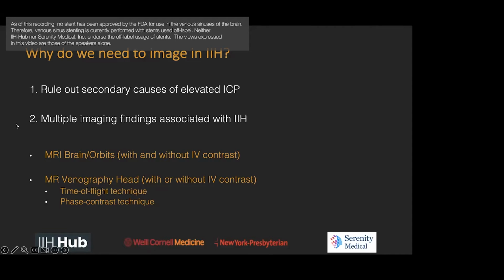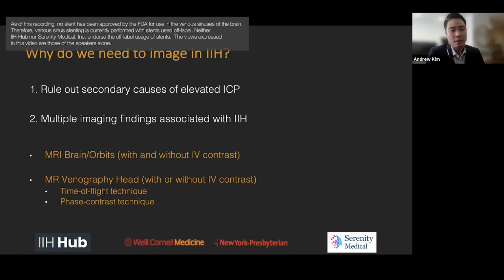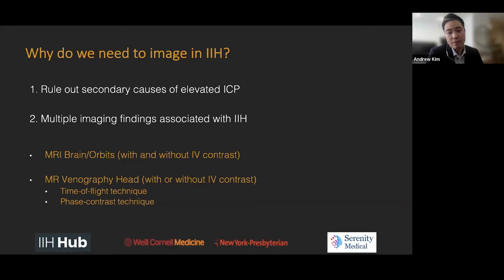Okay. And the second reason for imaging is that there are multiple imaging findings associated with IIH that can really help suggest that diagnosis. When it comes to imaging, there are two different studies that are probably the most complete in their evaluation. One would be getting an MRI brain for your patient. Many times, if you can get an MRI orbits, that would be even better. In a lot of imaging centers, an MRI orbits usually contains some sequences of the whole brain as well. And this can be done with and without IV contrast.